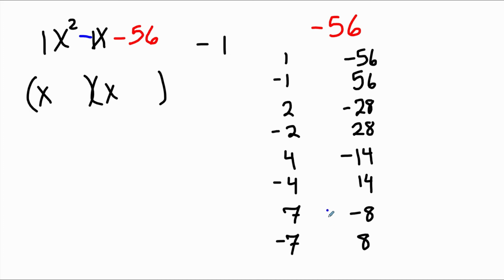Okay, so which pair adds to negative 1? 7 minus 8, or 7 plus a negative 8, that gives me a negative 1. All right. Again, once you have your two numbers that both multiply to the negative 56 and add to negative 1, you just plop those in and you're done.